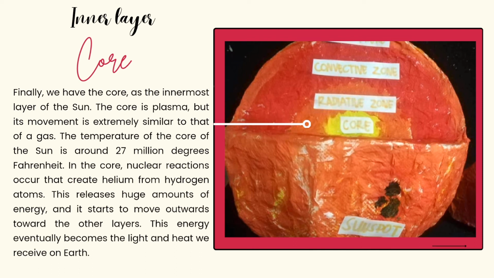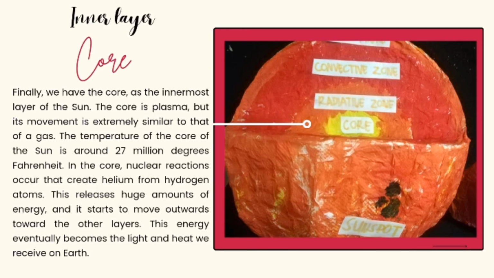In the core, nuclear reactions occur that create helium from hydrogen atoms. This releases huge amounts of energy, and it starts to move outwards, towards the outer layers. This energy eventually becomes the light and heat we receive on Earth.